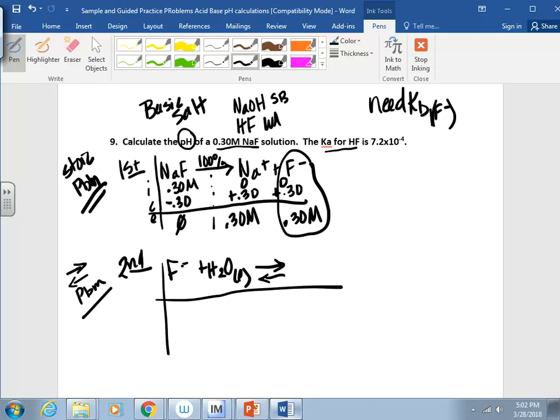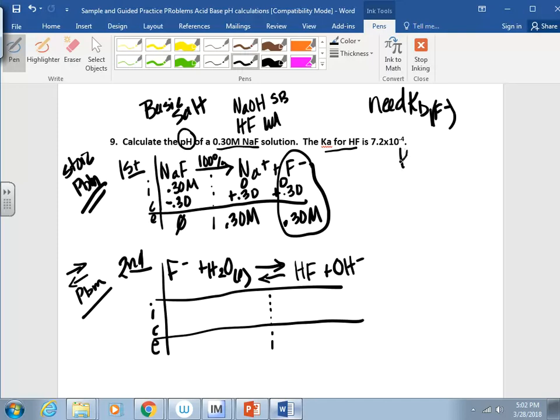Now think this through. If F minus is a conjugate base, it is a proton acceptor. So it's going to pull a proton off of the water, and that's going to form HF. And what it leaves behind off of the water is the hydroxide ion. Now remember, this is an equilibrium problem at this point, so we're going to define our shift in terms of X. Now the reason we need Kb for F minus is because this is the reaction where we need the Kb for the conjugate base F minus.